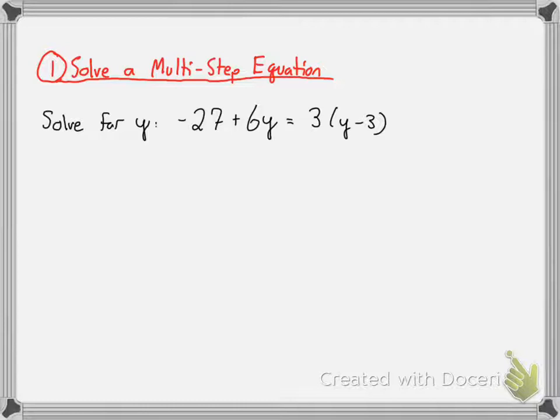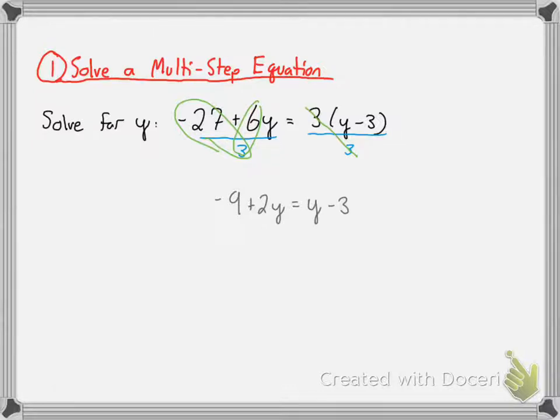So right out the gate, I see that I have parentheses, so I'm going to want to get rid of those. One way I could do it is by distributing, but another way I could do this is to divide both sides by 3. What's going to happen here is the 3 on the right side is going to cancel out, and then I'm just going to divide each term on that left side by 3. So that negative 27 is going to turn into negative 9. 6y over 3 is going to turn into 2y. So now I'm left with negative 9 plus 2y equals y minus 3.